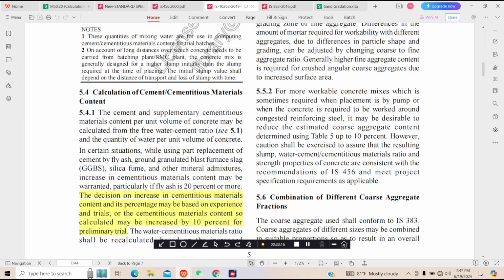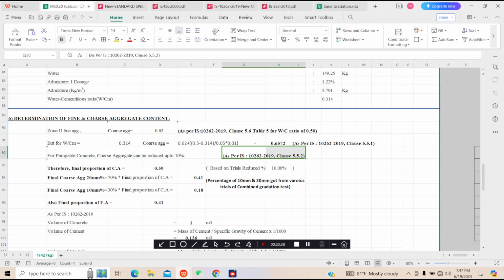For more workable concrete mixes, which is sometimes required when placement is by pump or when the concrete is required to be worked around congested reinforcing steel, it may be desirable to reduce the estimated coarse aggregate content determined using table 5 up to 10%. Up to means the maximum we can reduce is 10%. Up to 10% we can decrease.